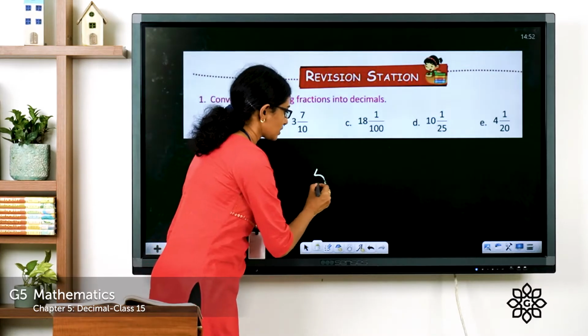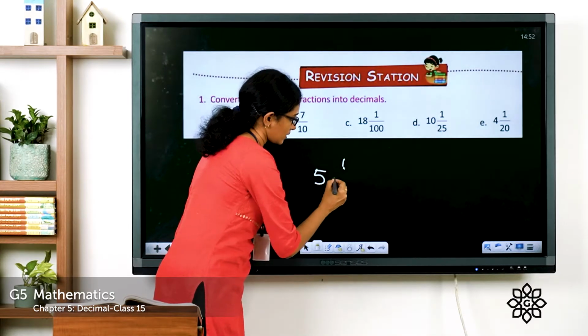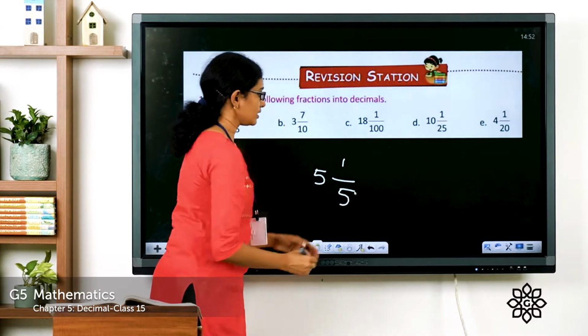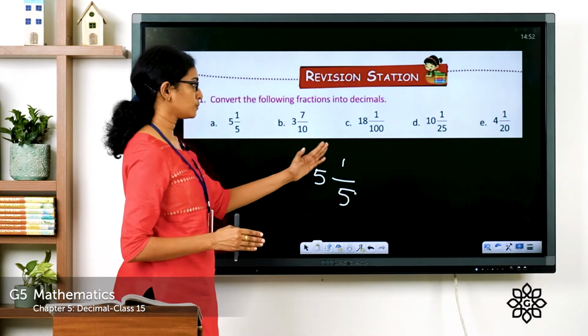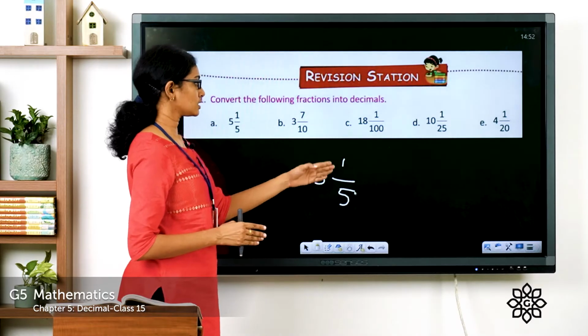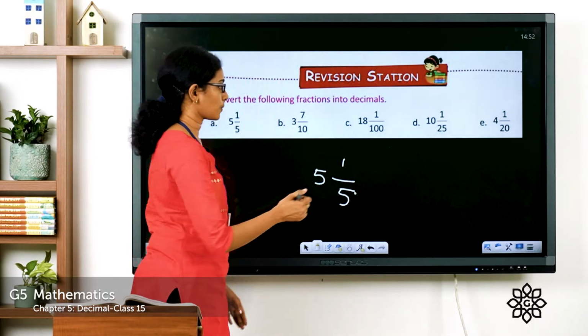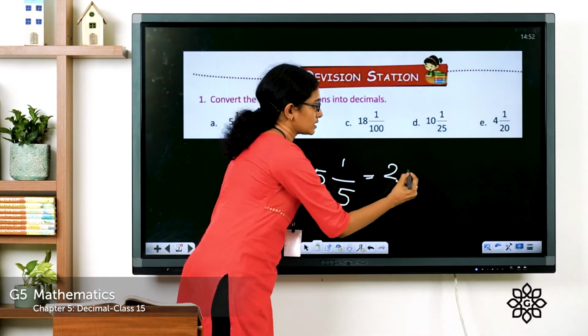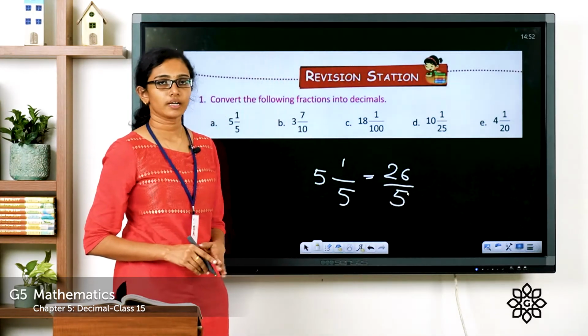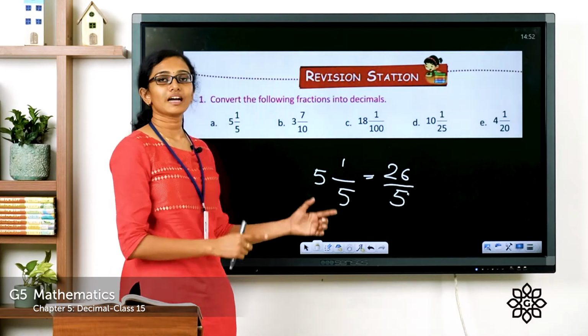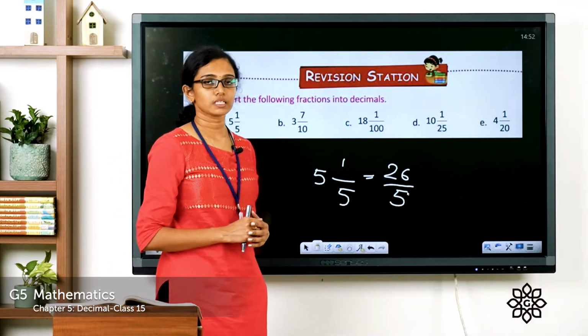Let's see that. Write 5 here. Now, the denominator into the whole number part, 5 into 5, plus the numerator. So, this is 5 into 5, 25, plus 1, 26 by 5. Now, we have got the corresponding improper fraction.